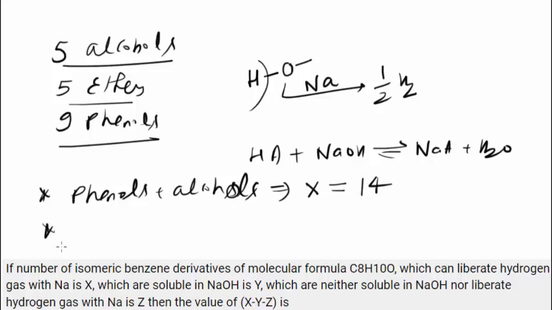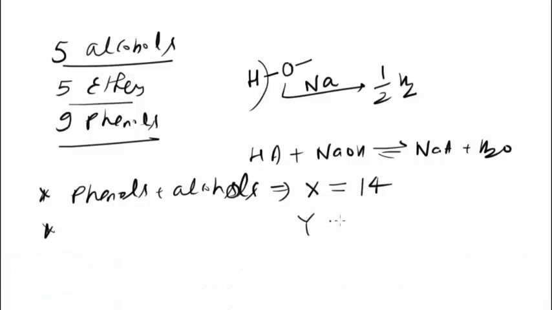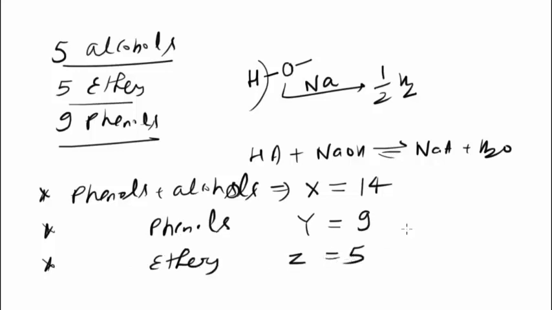Now second, those which are soluble in NaOH. So Y. Y is phenol. Phenol means 9. Now, neither soluble in NaOH nor liberate H2 with sodium. So Z. Z is what? The number of ethers. Ethers 5. Now the question says X minus Y minus Z. So 14 minus 9 minus 5. How much? 0. So the correct answer for the poll is 0.